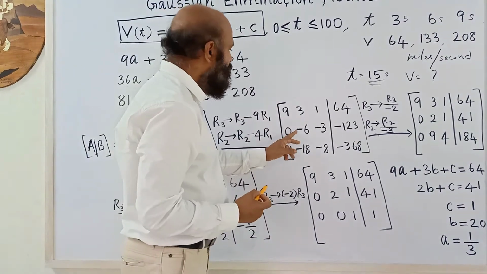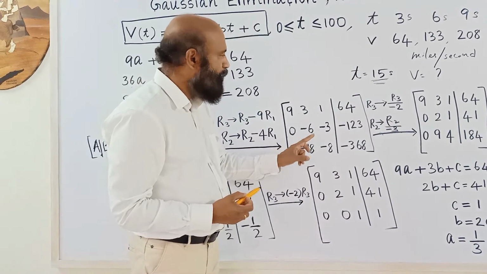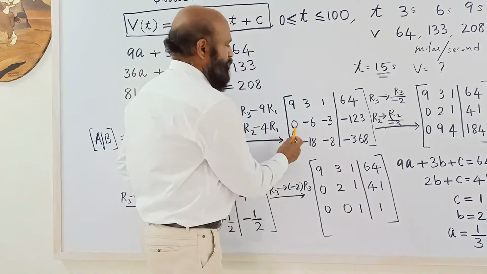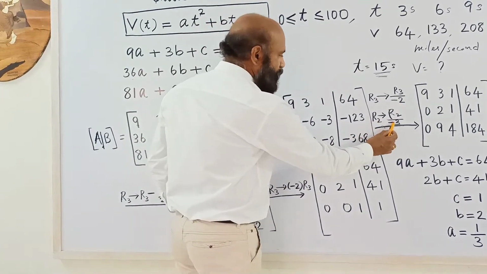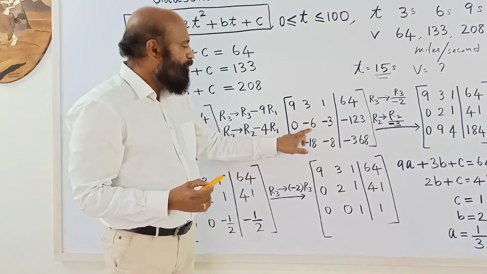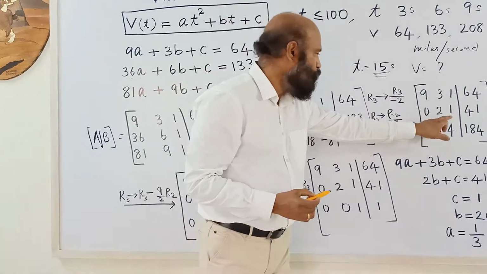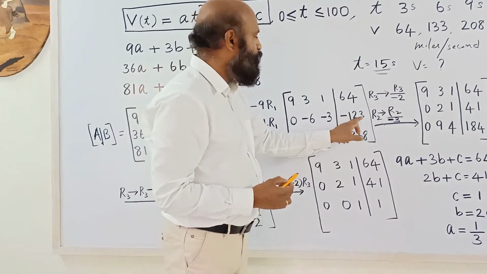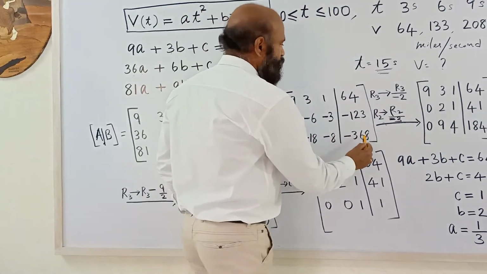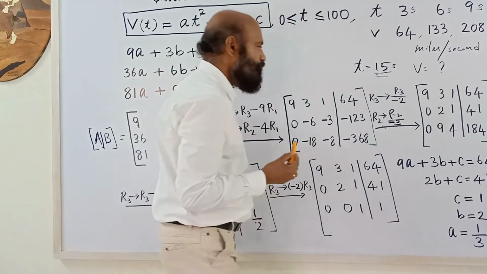Next, here all the numbers are negative. So you divide it by minus 3. The second row is obtained by dividing by minus 3. So minus 6 divided by minus 3 is 2. Minus 3 divided by minus 3 is 1. Minus 123 divided by minus 3 is 41. Similarly, this row is divided by minus 2. So you will get this row.